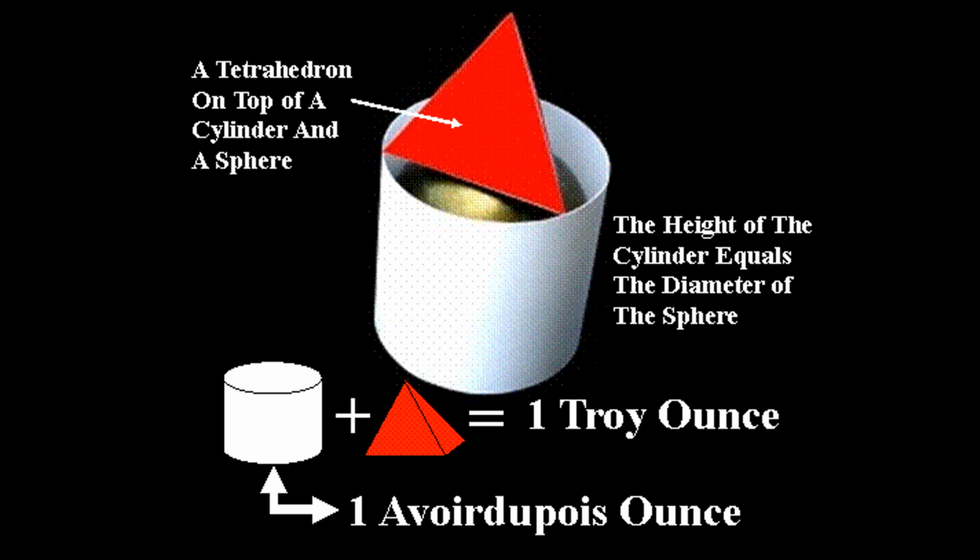Now the rest is easy. If the cylinder is a solid chunk of something and weighs 1 avoirdupois ounce, 437.5 grains, and then the red tetrahedron of the same substance is set atop the cylinder, their combined weight is 437.5 grains plus 42.639 ounce grains, which equals 480.139 grains, or 1 troy ounce, perfectly modeled to 99.97%.